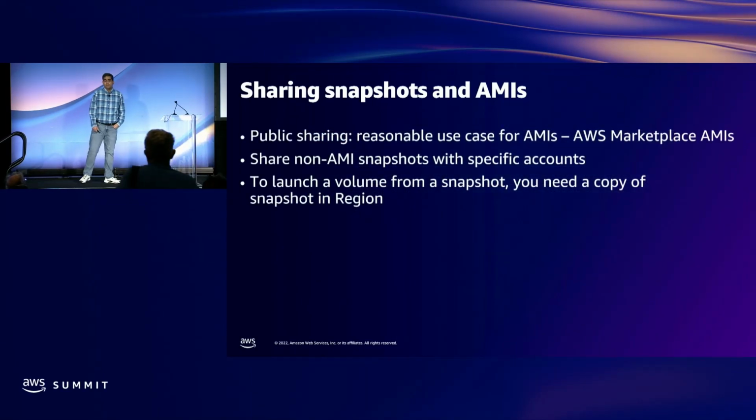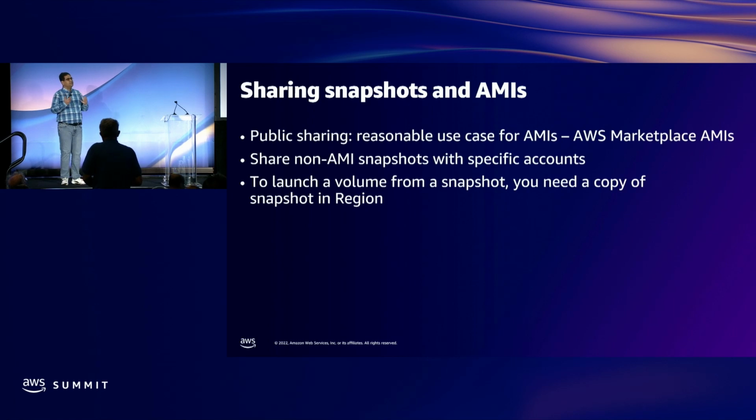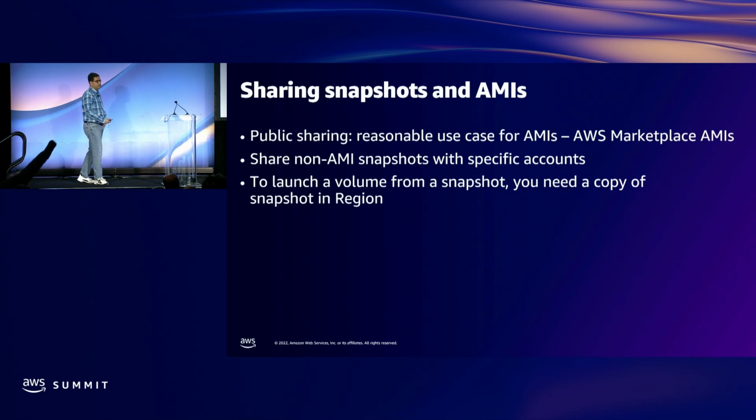So public sharing is a reasonable use case for some specific use cases. Think AWS Marketplace AMIs. But for most customers, for most snapshots, do not publicly share snapshots. Use the private sharing feature to share with specific accounts. If you want to launch a volume from a snapshot, you need a copy of that snapshot in the region.